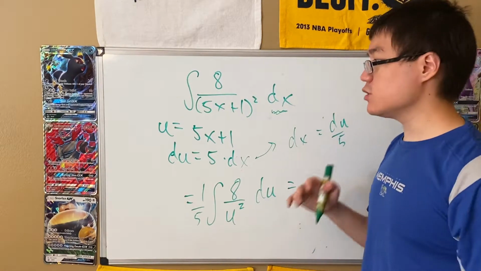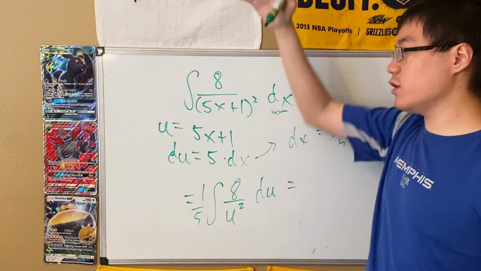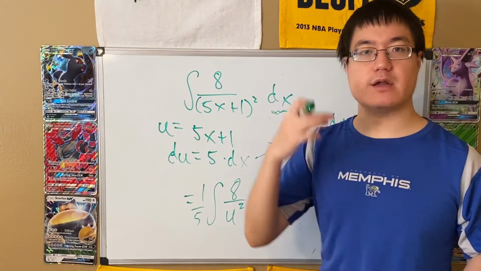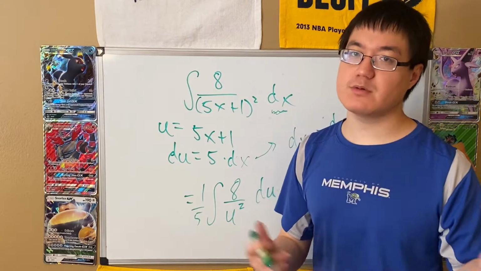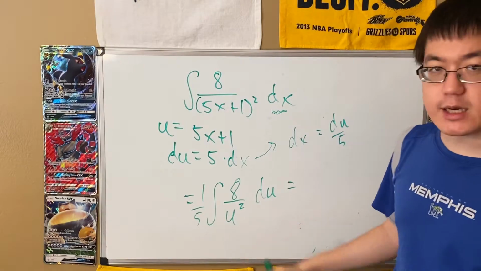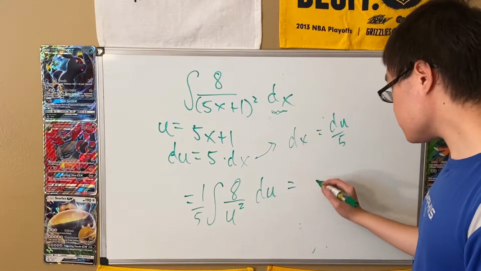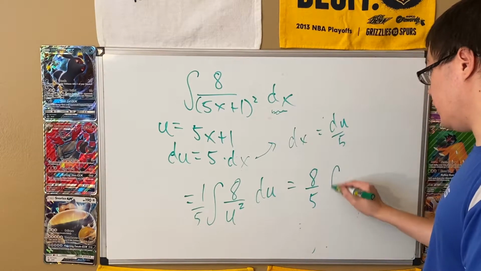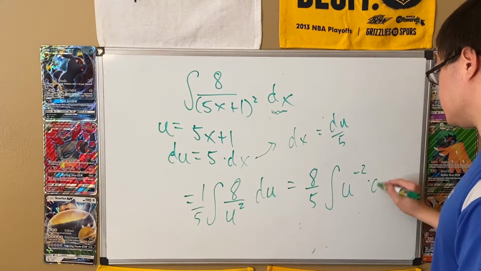This is the power rule, so just be careful that not every single denominator you have is going to be ln. ln is only for things that are like 1 over x or 1 over 3x plus 1 or 2x plus 1, 1 over a line basically. This is a quadratic, so it's going to be the power rule. So I'm going to rewrite this as 8 over 5 because I took out an 8 as well. Integral of u to the minus 2 times du.